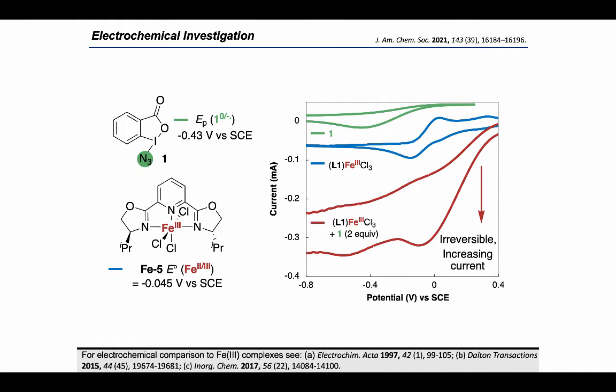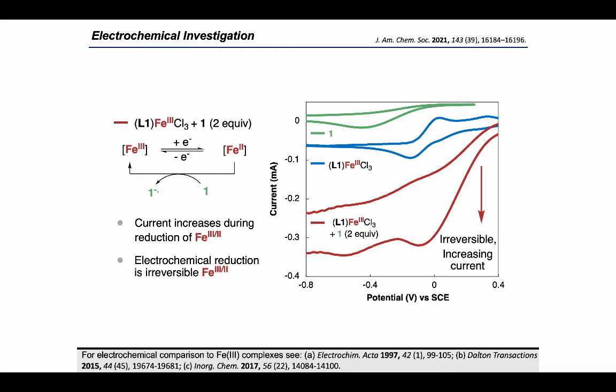To study the electron transfer reaction between iron-2 and azidoiodinane in more detail, we performed cyclic voltammetry studies, which revealed the redox properties of these compounds and their possibility to react during catalysis. The cyclic voltammogram of compound 1, the green trace, displayed an irreversible reduction at minus 0.43 volts versus SCE, while the iron PyBox complex displayed a reversible reduction at minus 0.045 volts versus SCE.